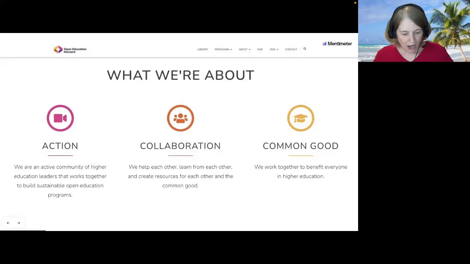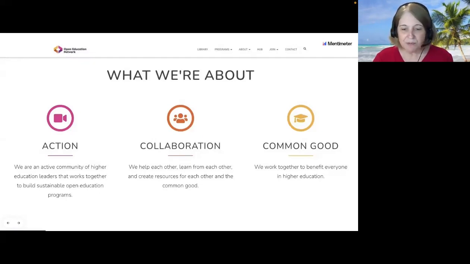And we are all about action and collaboration and the common good. So we're focused on action that advances open education in ways that are shareable, collaborative, and sustainable. We do this by sharing the experiences and expertise of our community in ways that support our members and the common good. And as a community, we're working together to help everyone in higher education.